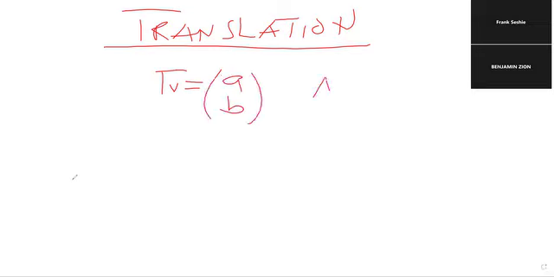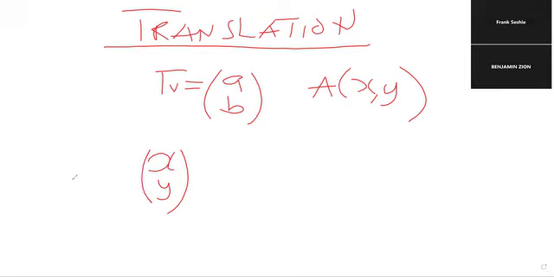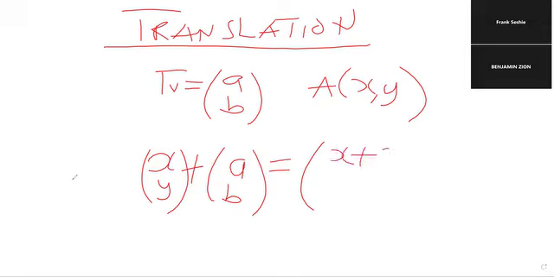So if you are translating a point xy, you only have to add the translation vector to the point. And that gives you the image. So we say point plus translation vector will always give you image. Translation is also called a slide.